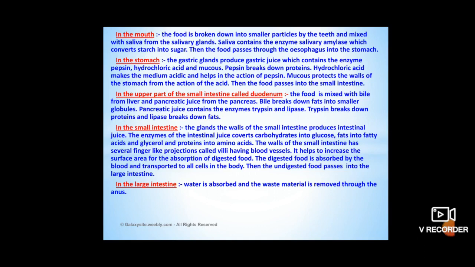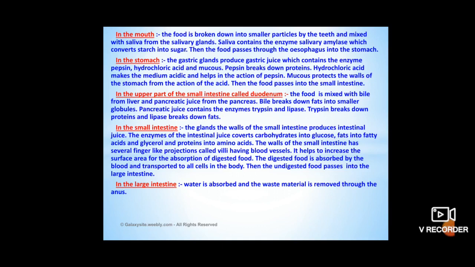So already we know the role of the mouth, right? Now, after the proper mixing, the food enters the stomach. Here in the stomach, there are glands attached to the stomach, which we call gastric glands. These gastric glands produce a juice, which we call gastric juice, which contains an enzyme called pepsin.